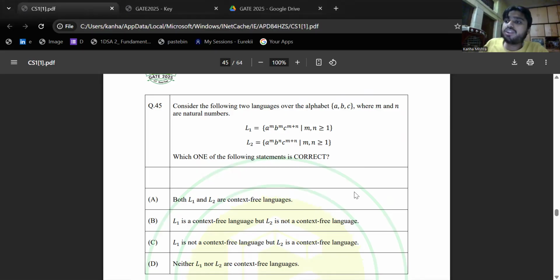OK, so L1 is not a context-free language. We already proved it, because we don't know N, so how can we manage that? When A is pushed, B will pop that out. So that is the problem. But L2 is context-free because at the end, the stack remains empty. So option C is the correct answer: L1 is not a context-free language, but L2 is a context-free language.